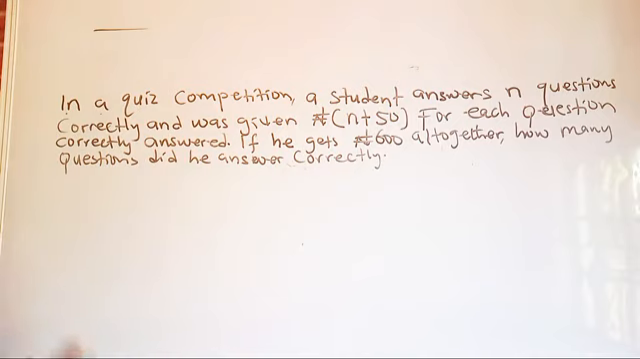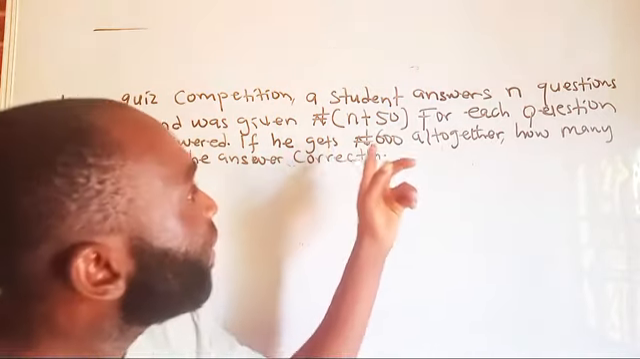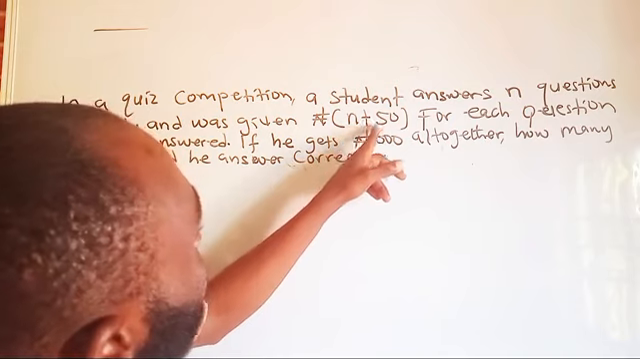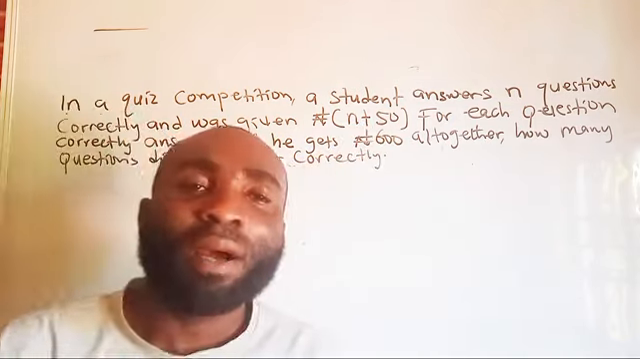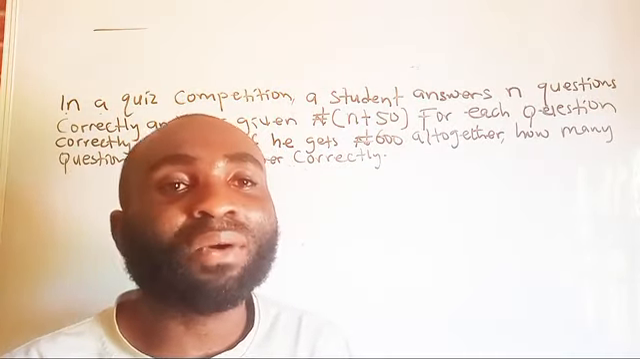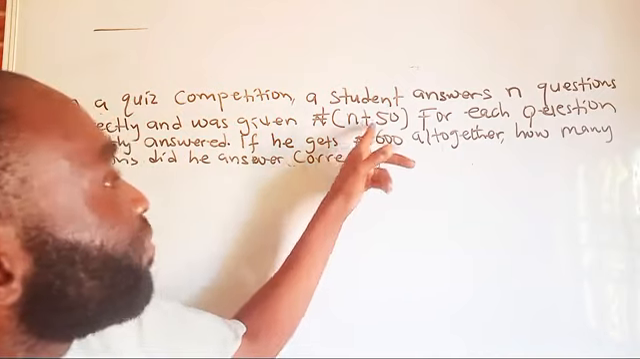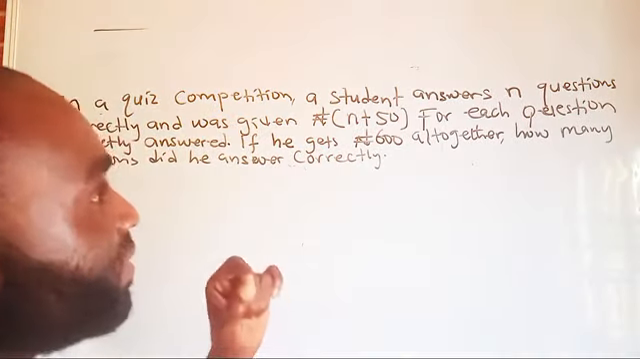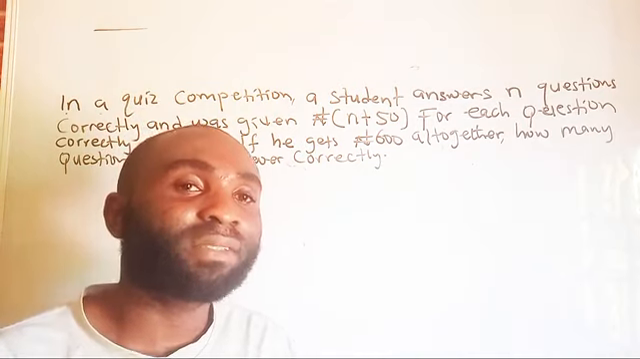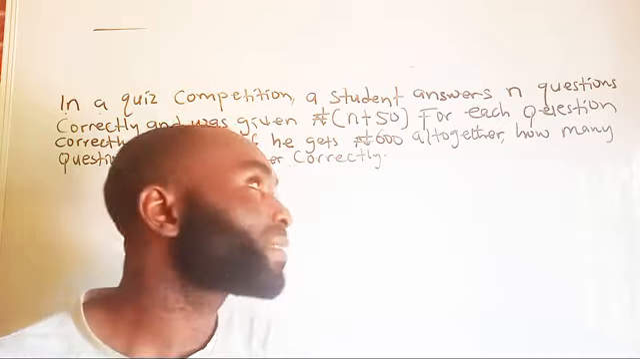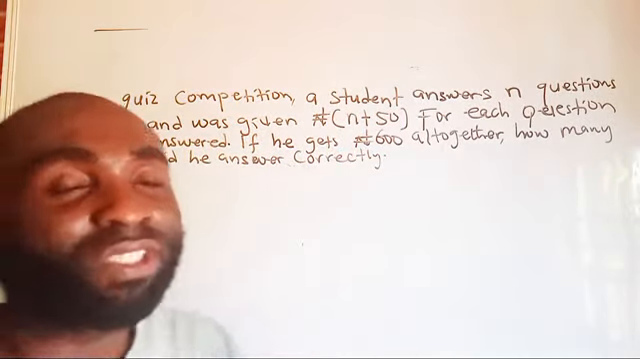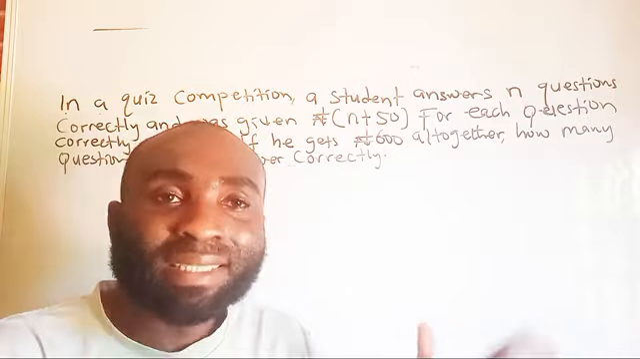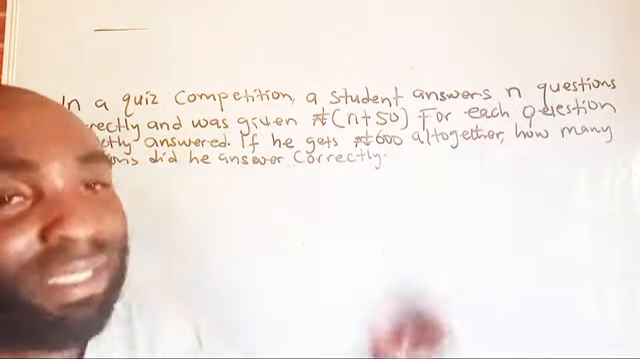Then, he was given what? That is, a student answered n questions correctly and was given n plus 50 for each question. That is, any question the student answers correctly is awarded n plus 50 naira. So this is the second thing you need to take note of. For each and every question the student answered, he is awarded n plus 50, but we don't know the number of questions, so we set it to be n.